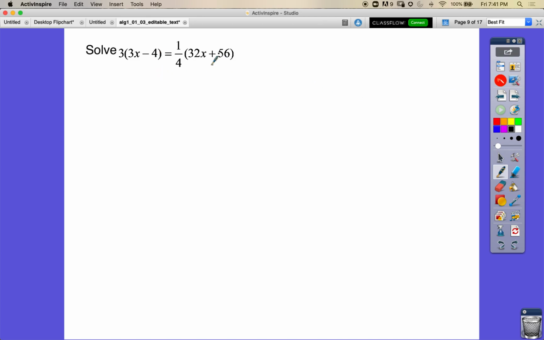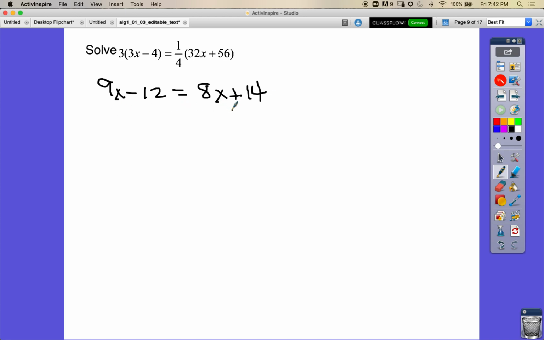Now this one looks complicated because there's a fraction, but a fraction is the same thing as division, okay? So we're going to distribute everything first. This first one is a little bit easier, I'm sure. 3 times 3x is going to be 9x minus 12. And that's going to equal, well, 1/4 of 32. So I just want you to think about it as 32 divided by 4. And that's going to be 8x plus 56 divided by 4 is 14.